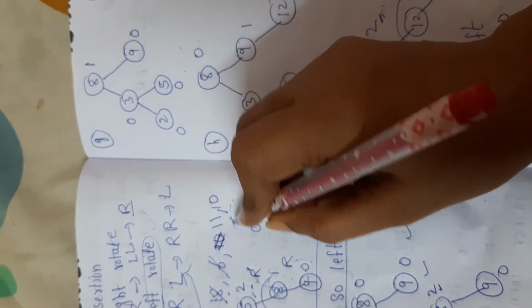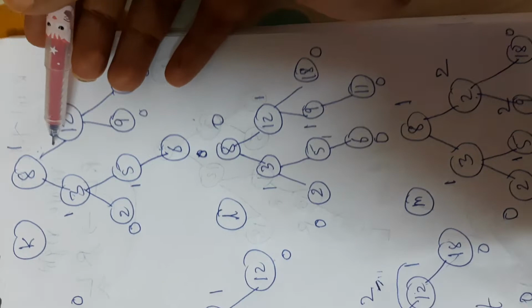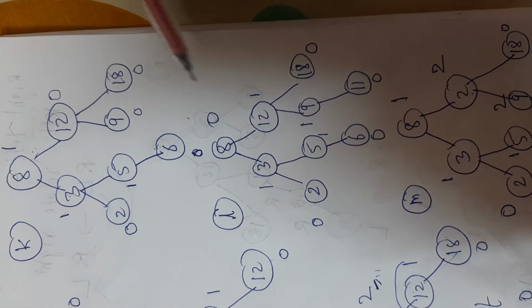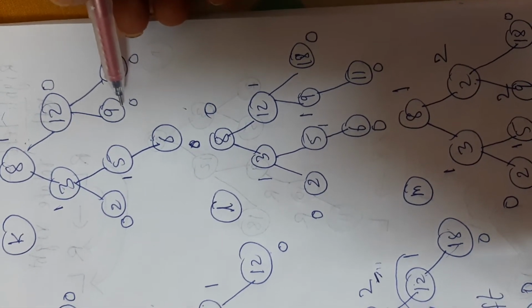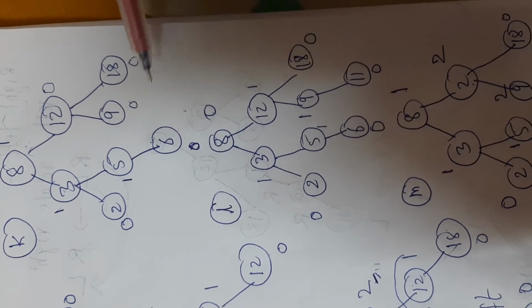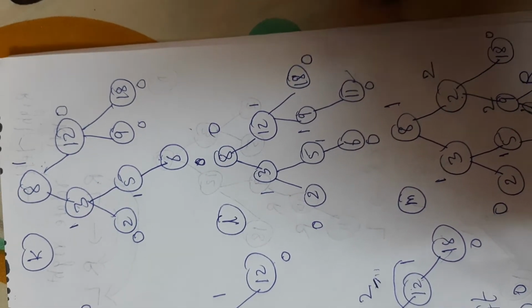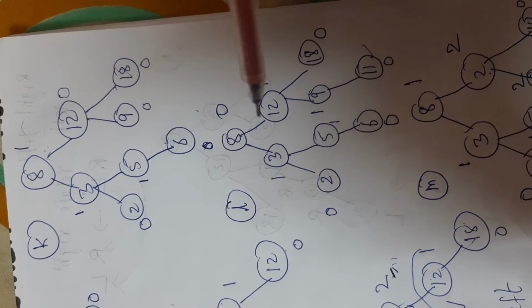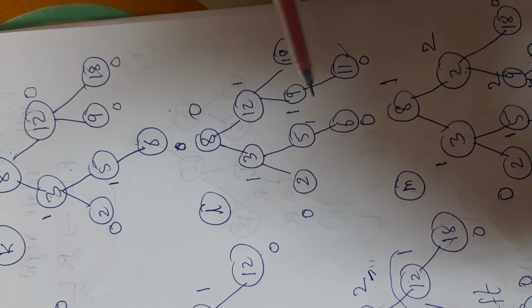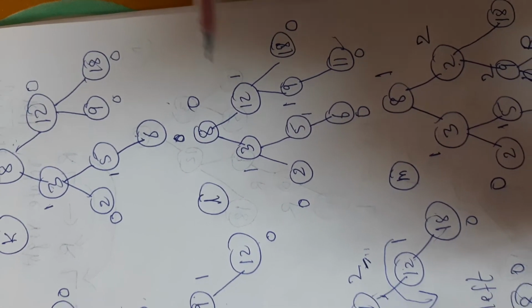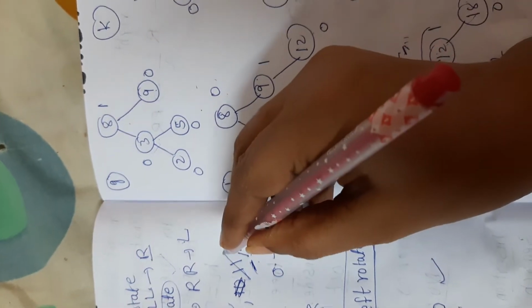Now what's the next value you have? 11. So 11 is greater than 8. So that means it should come to the right side now. So on the right side, 9 right will become 11. 9 right is 11. So again check the balancing factor. Yeah, it's satisfying. No need of any rotation. So this 11 also we have done.